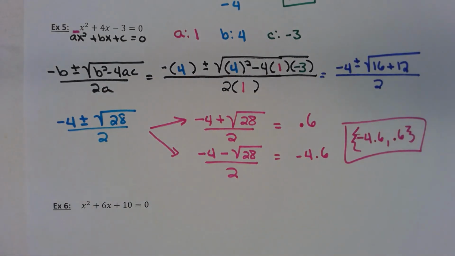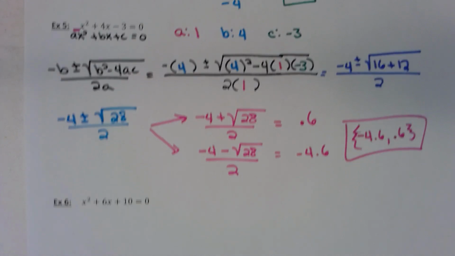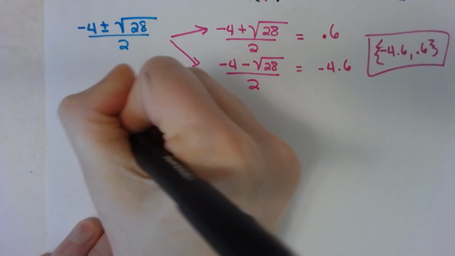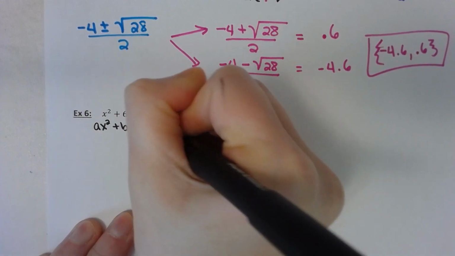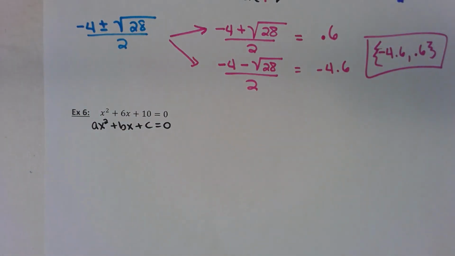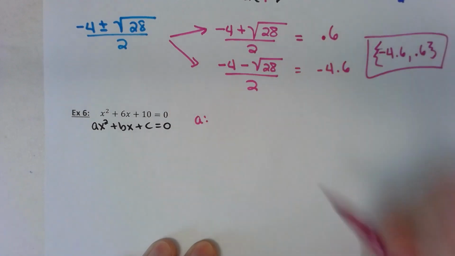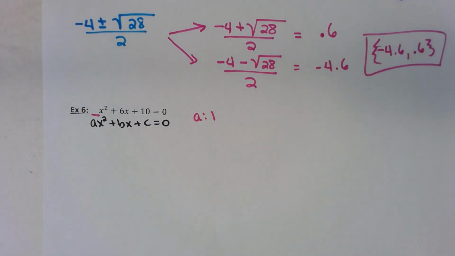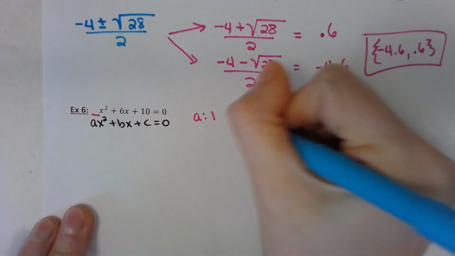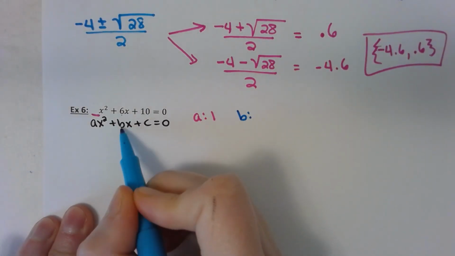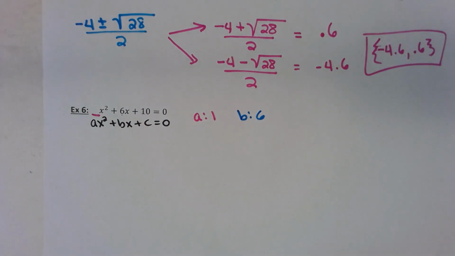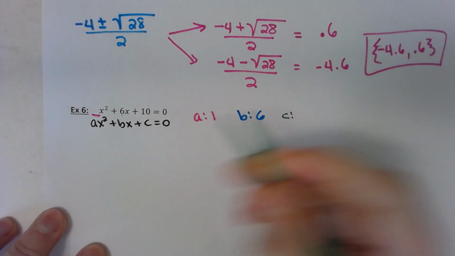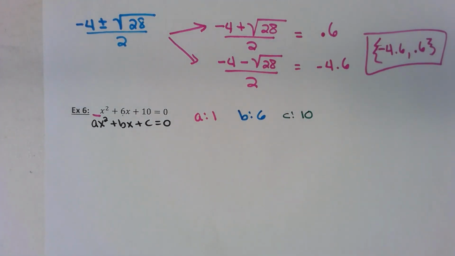Okay, one more example. Number 6. I've got ax squared plus bx plus c equals 0. My a value is the number in front of the x squared. In this case, there's nothing there, so my a value is 1. My b value is the number in front of the regular x, so in this case, we are talking about 6. And my c value is the constant, the number without the letter, that is positive 10.